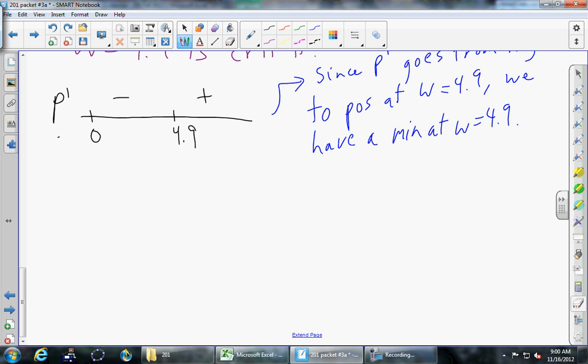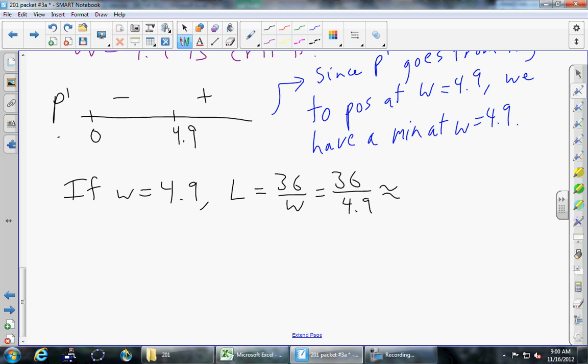So if we plug 4.9 in, I guess I'm also interested in knowing what the length is. So if W is 4.9, and the length, which we know is always 36 over W, can somebody give me an estimate here? 7.3? So that's our answer. Length is 7.3 inches, width is 4.9.